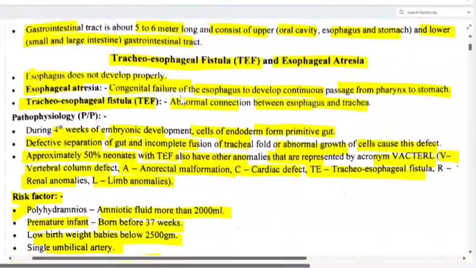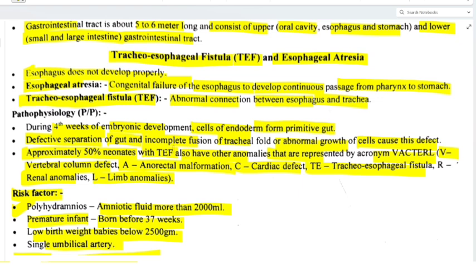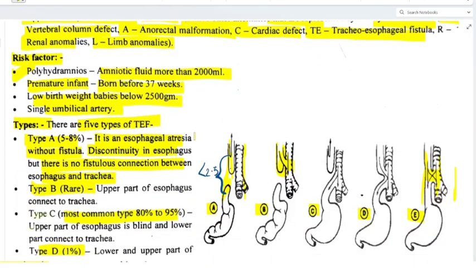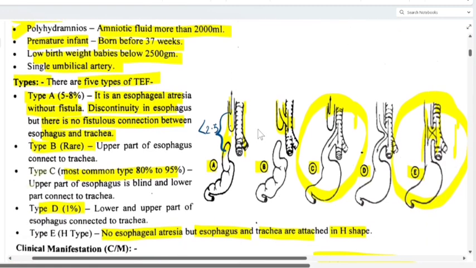So let's see it again. Whatever we have studied now, that is the pathophysiology of tracheoesophageal fistula and esophageal atresia. Then what all are the risk factors? Then types. There are 5 types: type A, type B, type C, type D and type E. Type E is also called H type and type C is the most common type. So it is asked in exam. Clear? Which type is most common? So that will be type C. And in case of type E also they can ask you which type is called type H. So these two are very important for exams.